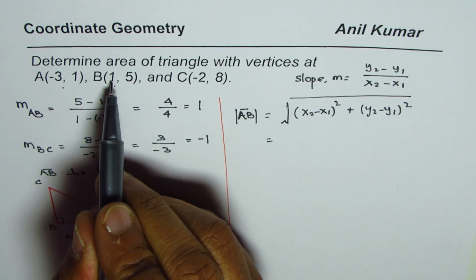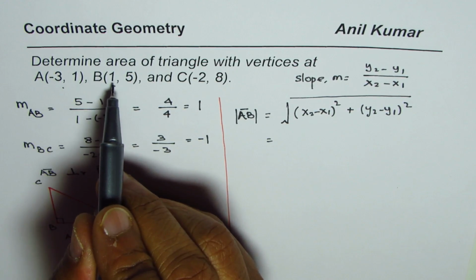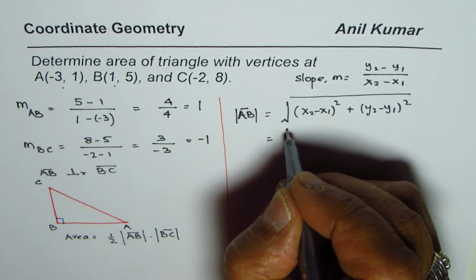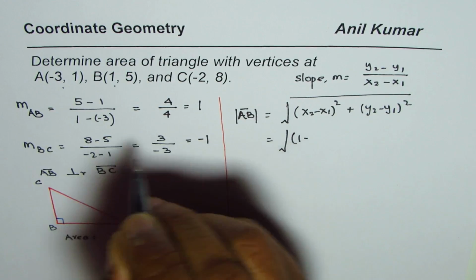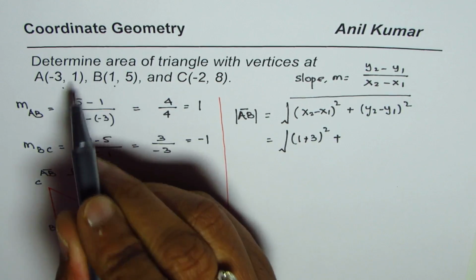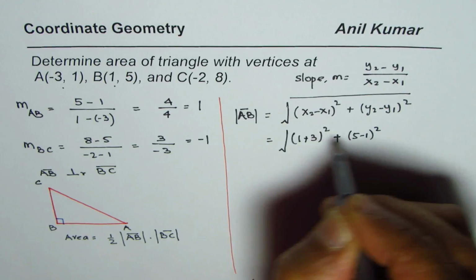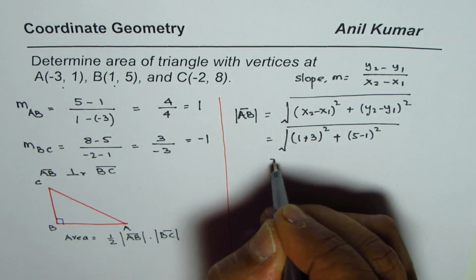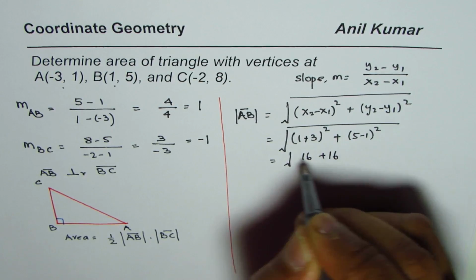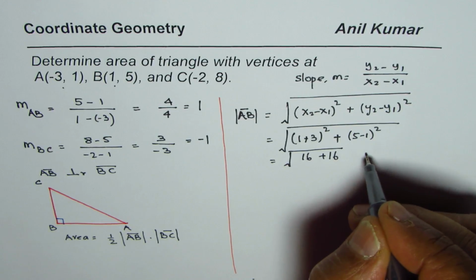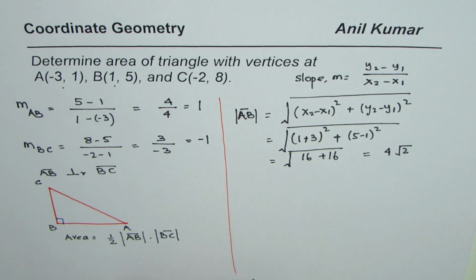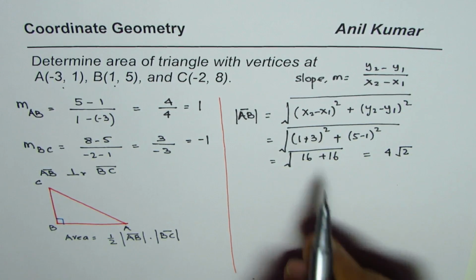For AB, let's take A as x1, y1 and B as x2, y2. In that case, it will be the square root of (1 minus (-3)) whole squared plus (5 minus 1) whole squared. That is AB. So you get the square root of 16 plus 16, which is 32. So you can write the square root as 4 square root 2. So that becomes the value here.